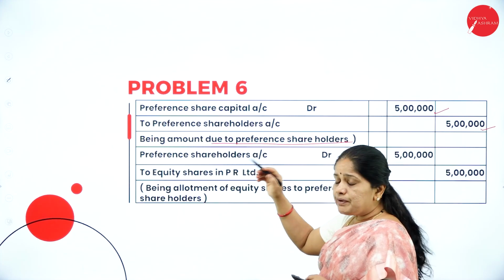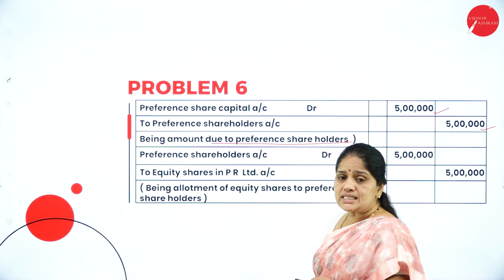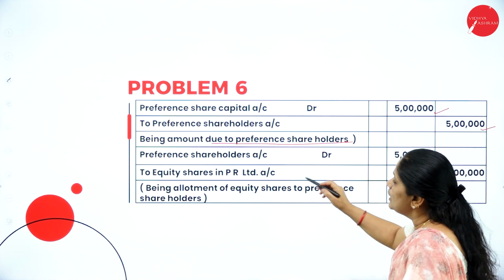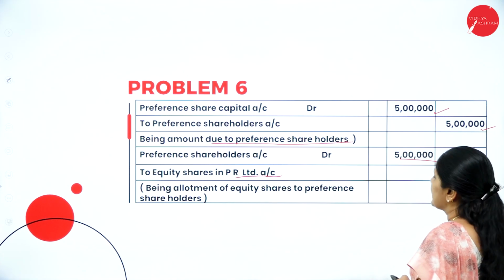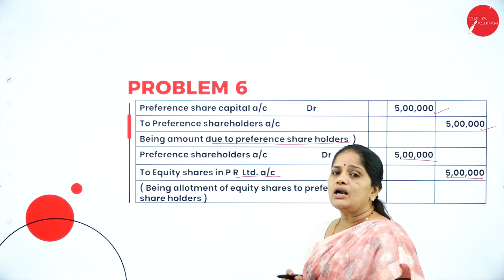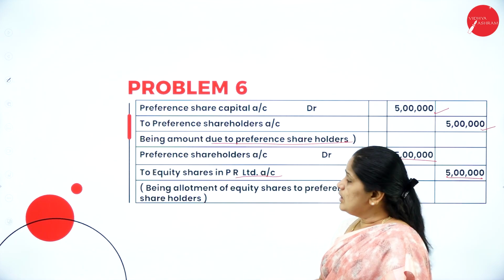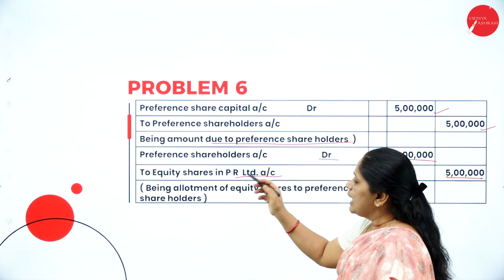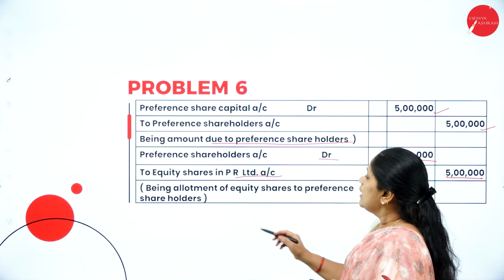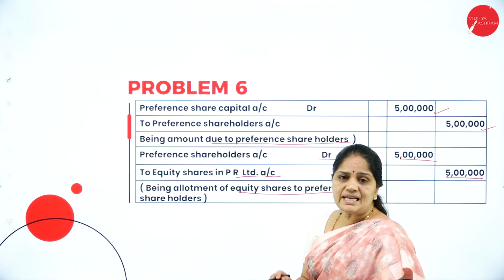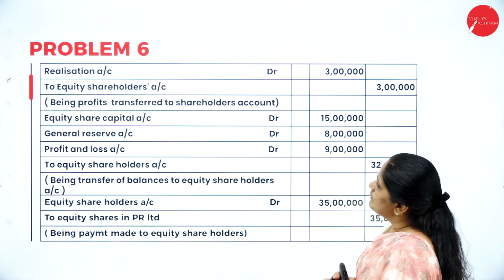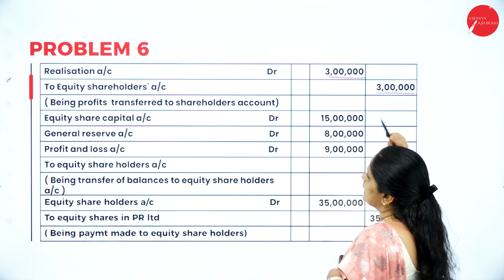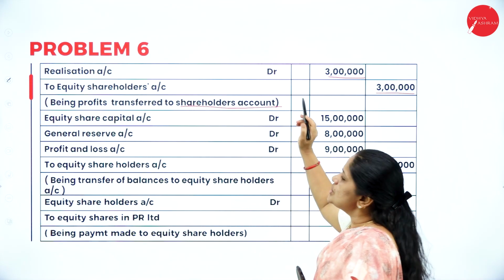Then next, these preference shareholders are being paid shares in PR Limited. So they are the receivers. Preference shareholders account debit 5 lakhs to equity shares in PR Limited account 5 lakhs. The preference shareholders are being allotted the equity shares in the new company. So I am debiting the preference shareholders account and crediting equity shares in PR Limited account, being allotment of equity shares to preference shareholders. Then the next entry will be the realization account debit 3 lakhs to equity shareholders account 3 lakhs, being profits transferred to shareholders account.